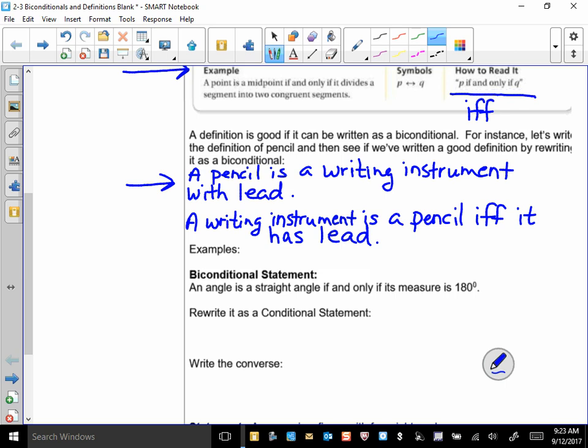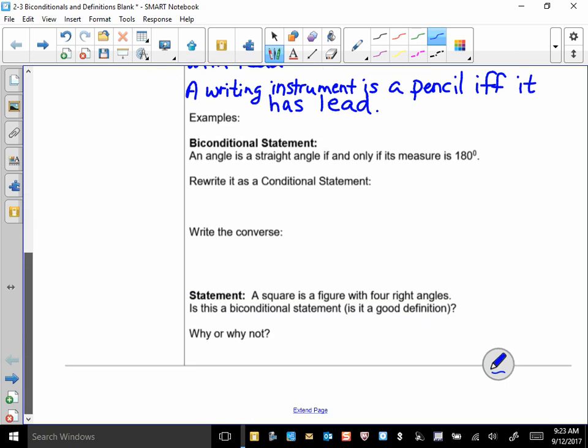Let me see if I can think of how to say this backwards. A writing instrument has lead if and only if it is a pencil. So yeah, see, for the biconditional, you have to be able to say it either way and have it still be true. Okay, so here's some more examples.